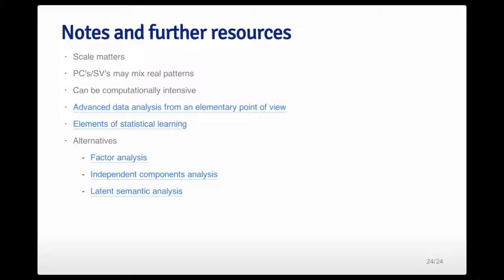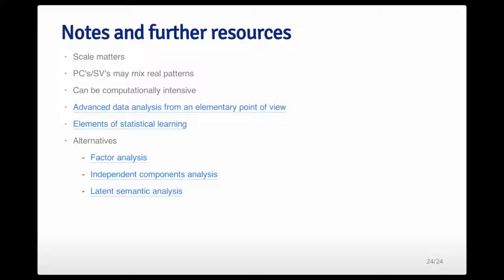So just a couple of notes and further resources for the singular value decomposition and principal component analysis. One of the issues is that the scale of your data matters. It's common to measure lots of different variables that come on different scales, and that can cause a problem, because if one variable is much larger than another just because the units are different, that will tend to drive the principal components analysis or the singular vectors. And that may not be particularly meaningful to you. So you want to check that the scale of the different columns or rows is roughly comparable to each other.